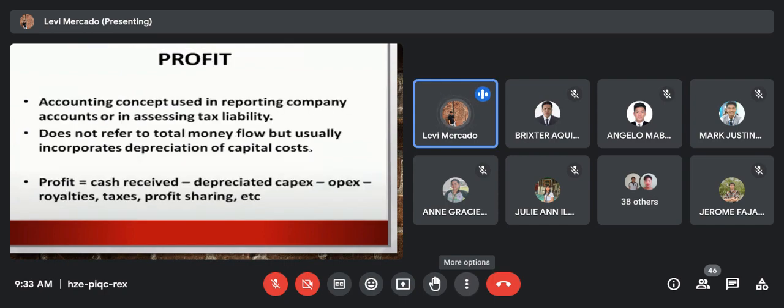Other profit. Profit ay yun, cash received minus all other expenses, no? Yung depreciated capex, opex, royalties, taxes. Basta sa madaling sabi, yung tubo mo o yung kinita mo na linis na, tanggal na yung lahat ng kailangan mong bayaran. Tanggal na yung tax, tanggal na yung pinuhunan mo. Yun.